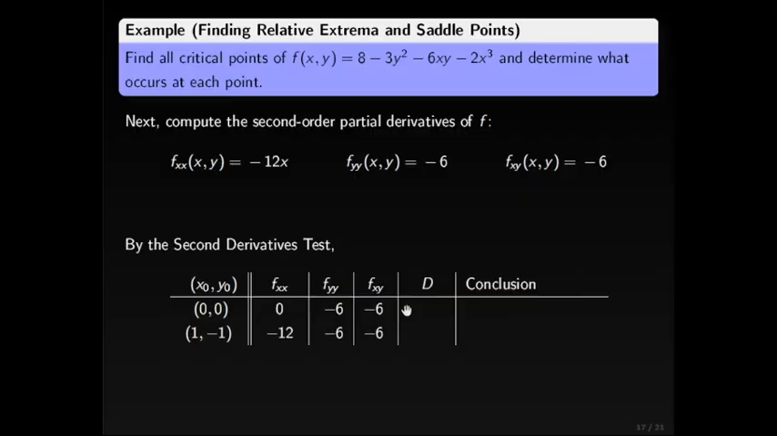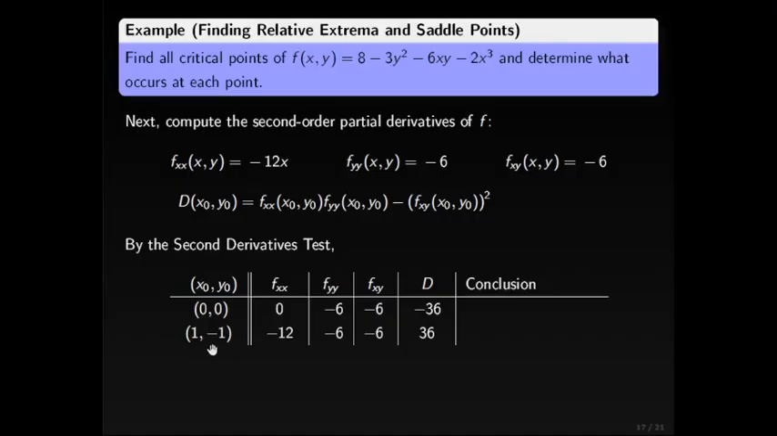Now the Hessian, or the discriminant, at 0, 0. So take note that this is the expression for the discriminant: fxx times fyy minus fxy squared. So for fxx at 0, 0, we have 0, so this first term becomes 0. fxy is negative 6, so the second term is 36. So we have negative 36 for D.